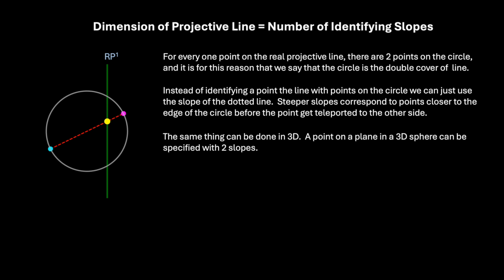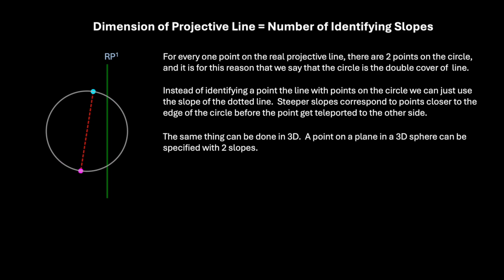Instead of identifying a point on the line with points on the circle, we can just use the slope of the dotted line here. Steeper slopes correspond to points closer to the edge of the circle before the point gets teleported to the other side.